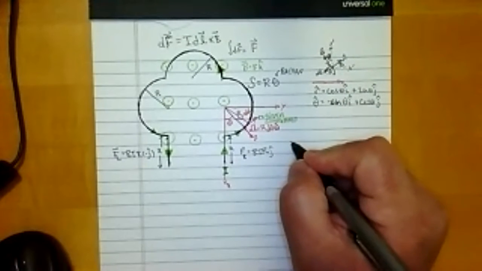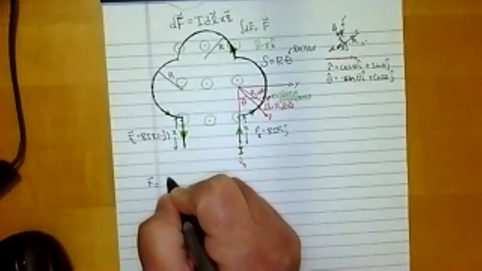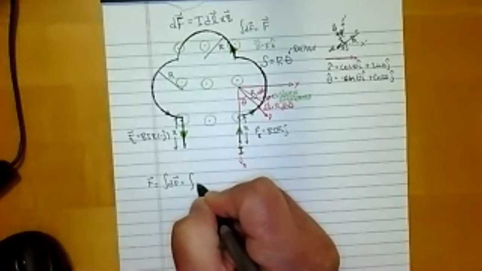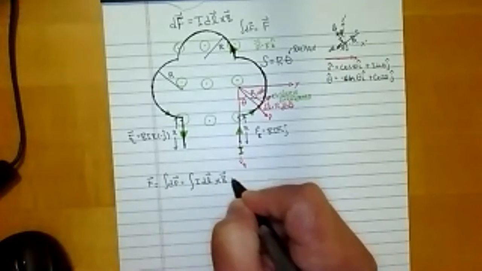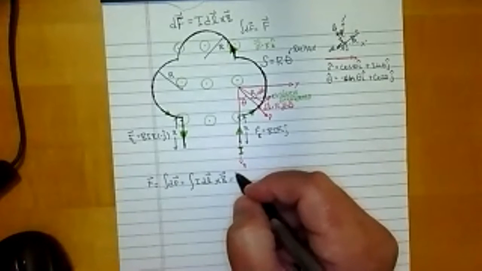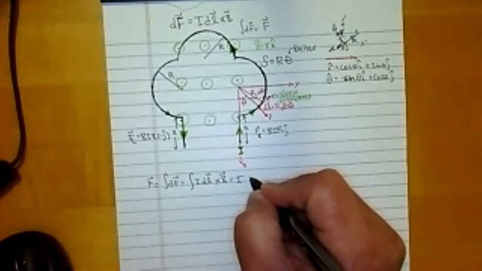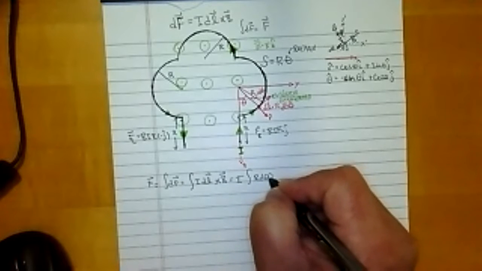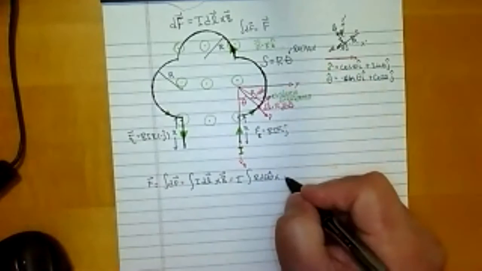Now we have to work out that F is equal to the integral of dF, which is equal to the integral of I dl crossed with B. So we're just going to work all that out, and it's sort of a matter of reading it. Well, the I is a constant. I'm going to pull that out in front. And then I'm going to say the integral of dl, which is in fact r d theta theta hat, crossed with B, which I said was B k hat.